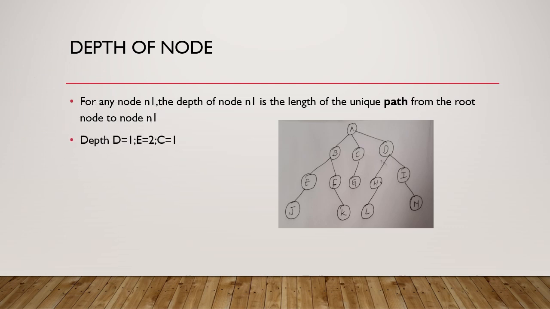See, in this example depth of D is equal to 1. That means from A to D there is only one link, only one path from A to D. If we take E into consideration from the root, how many edges do we have? Path, as we have seen in the previous slide, is from the source node, that is the root node, to the destination node. So from A to E we have two edges, that means the depth of E we can call as 2.